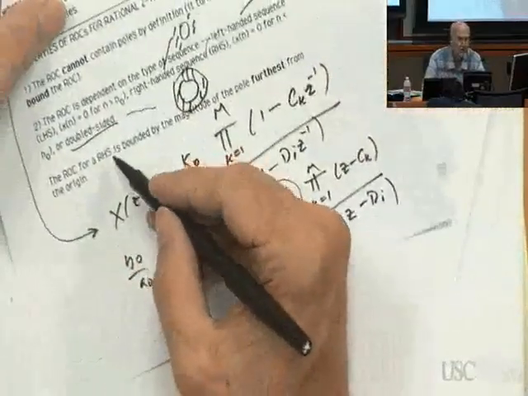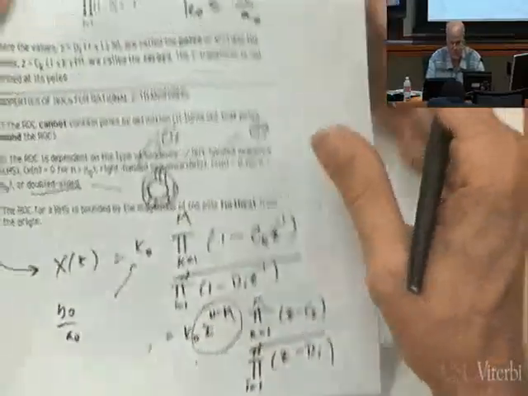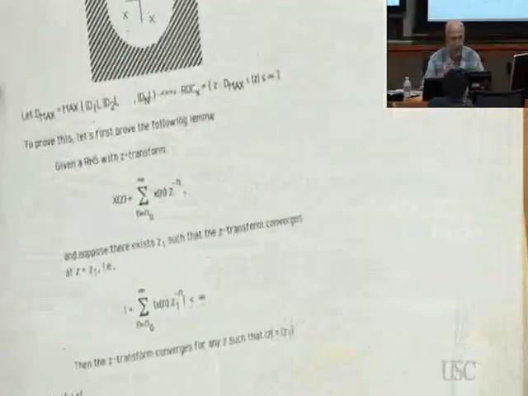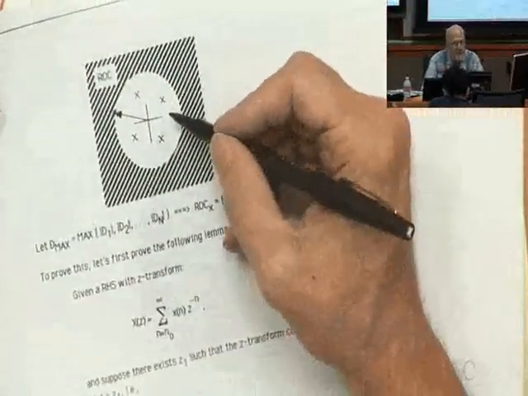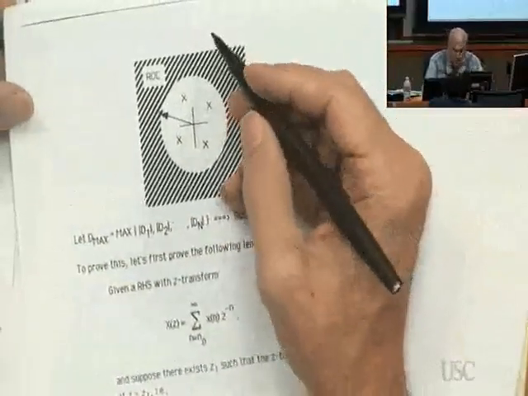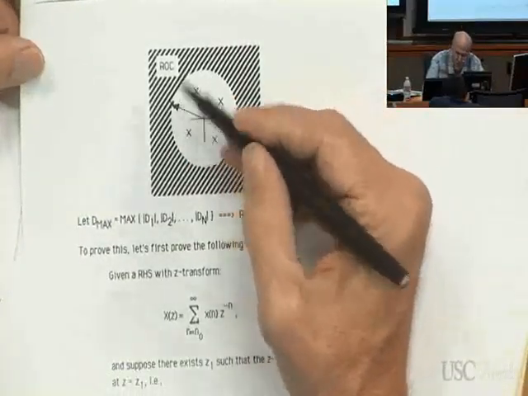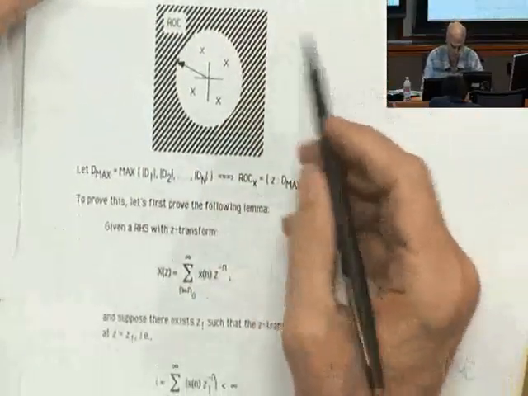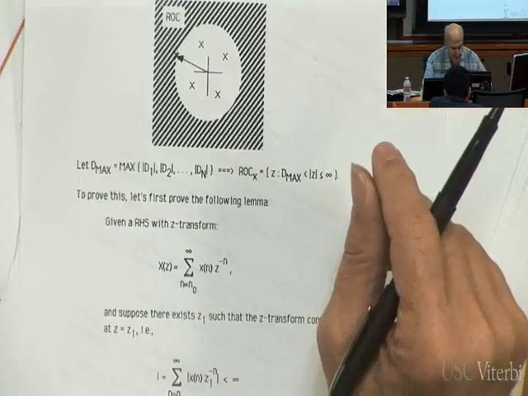The region of convergence for a right-sided sequence is bounded by the magnitude of the pole furthest from the origin, and we covered that in those examples. I put in another way of proving that. But anyway, this is the case we talked about before, where we had a sum of right-sided geometric sequences, and this was the ROC we derived. The ROC was everything exterior to a circle whose radius is the largest magnitude pole from the origin. Zeros, we don't care about.